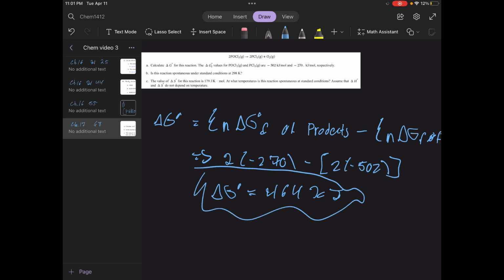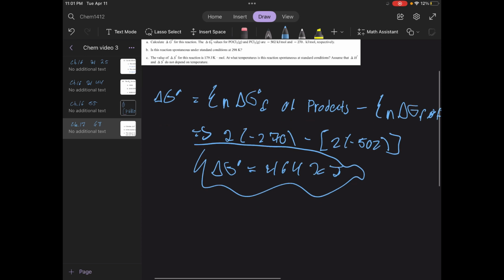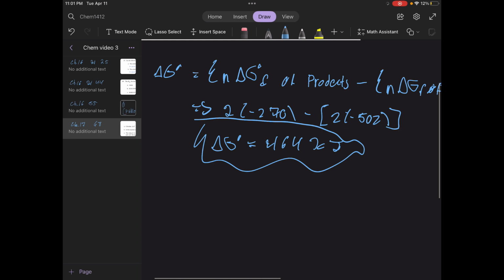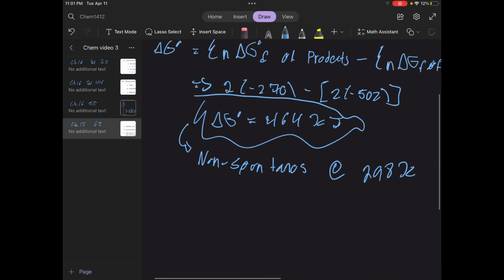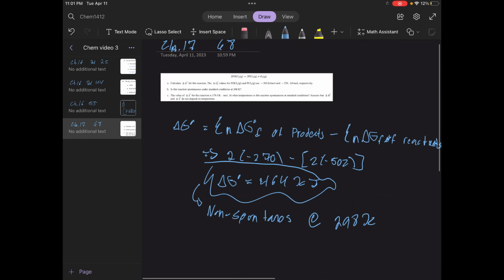In part B, it's asking if the reaction is spontaneous under standard conditions at 298 Kelvin. Since our delta G is positive, this means that the reaction is non-spontaneous at 298 Kelvin, or in other words, standard conditions. Then we proceed to part C.